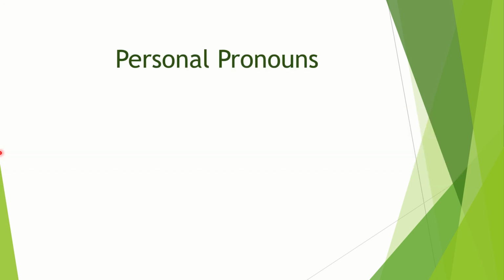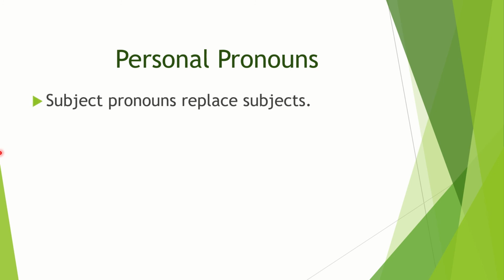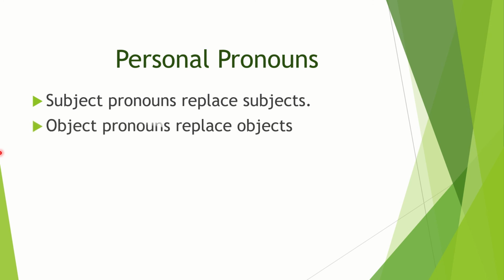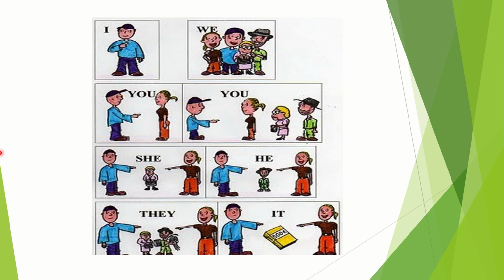They are called personal pronouns. We use personal pronouns instead of nouns. Subject pronouns replace subjects. Object pronouns replace objects. There are 7 pronouns in the English language. They are I, we, you, she, he, they, it. If you talk about yourself, it is I.